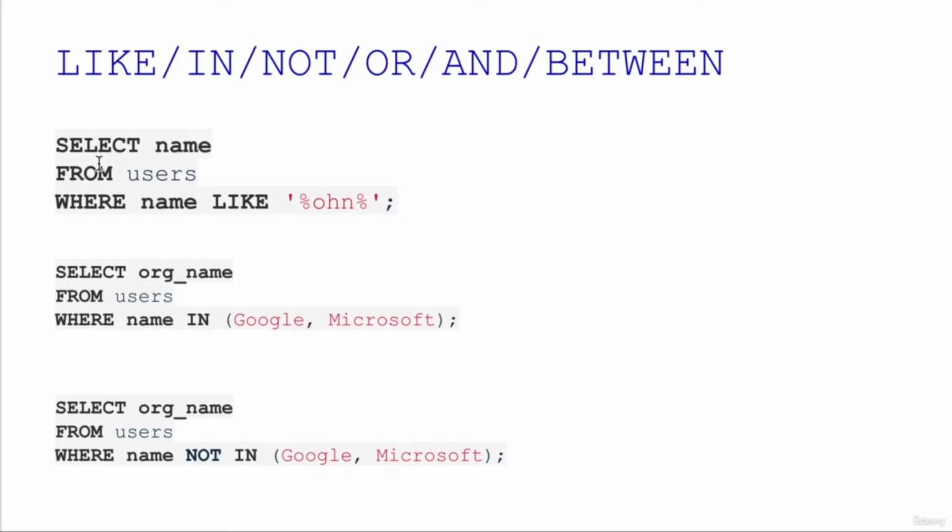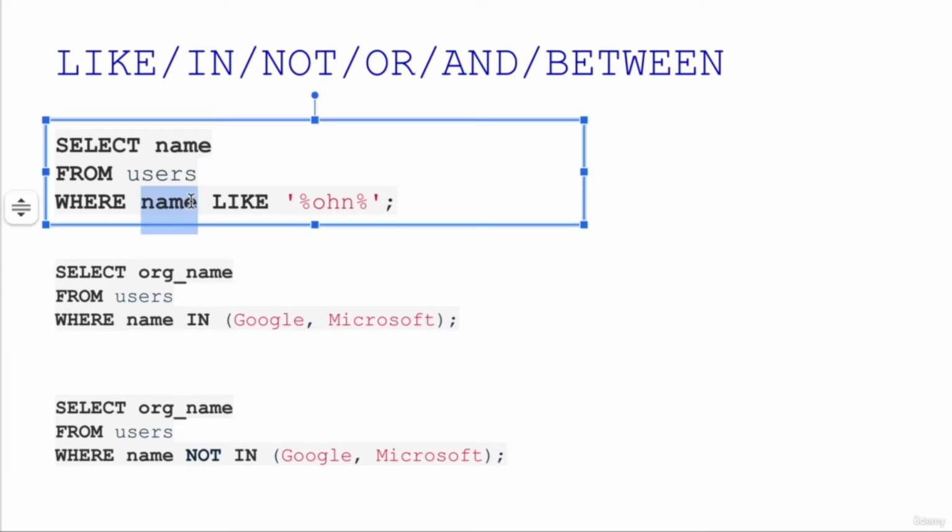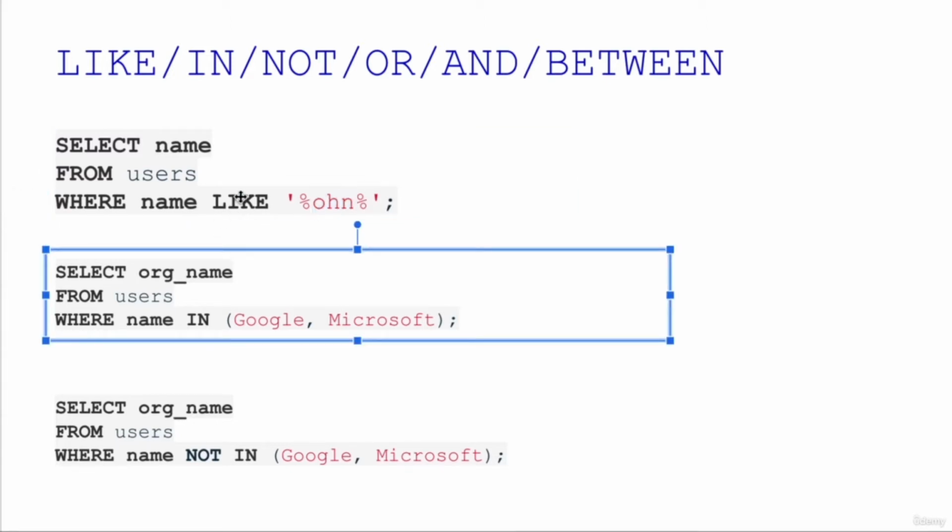So now in this LIKE statement, we are searching for all the strings for name. This result will show you all the rows that have a name with this OHN as a part of the string. So that is how we use LIKE. And IN, you will be using if you want to search for multiple values.